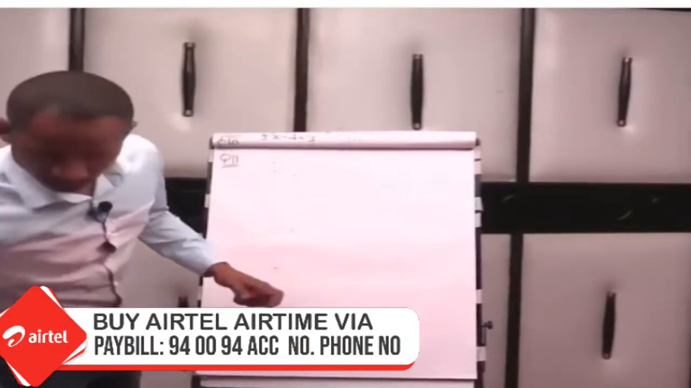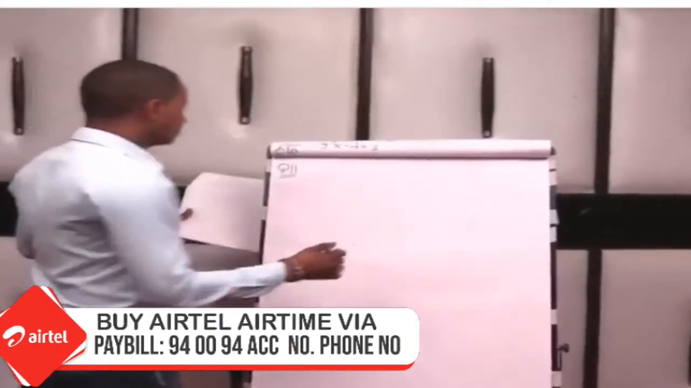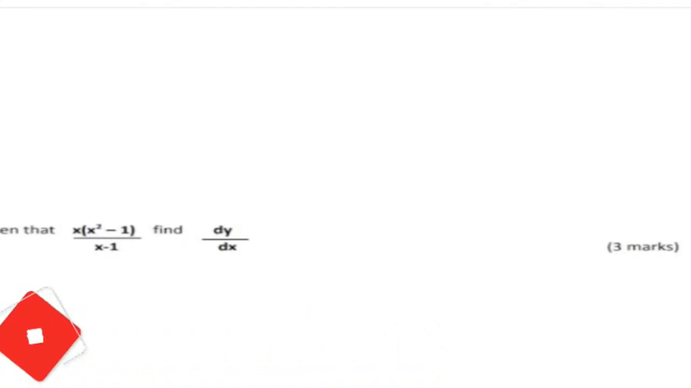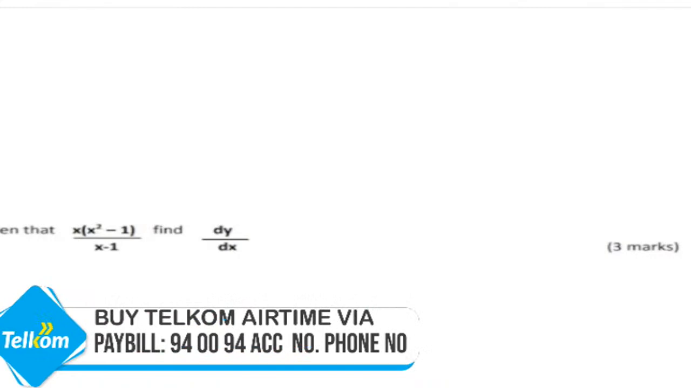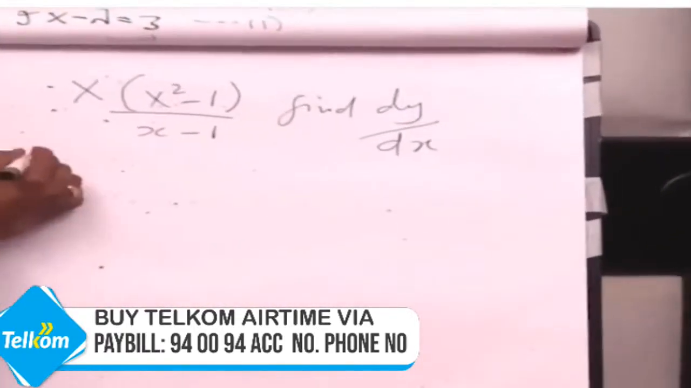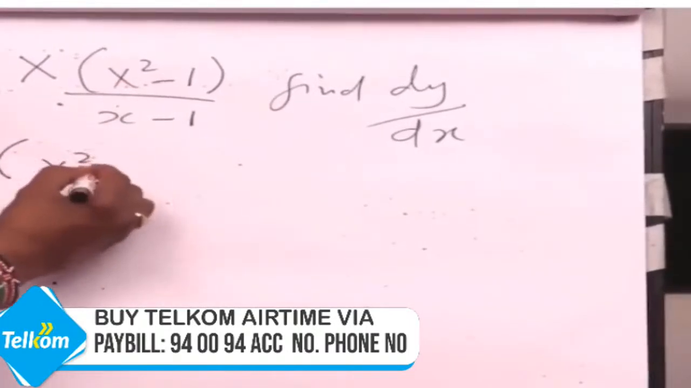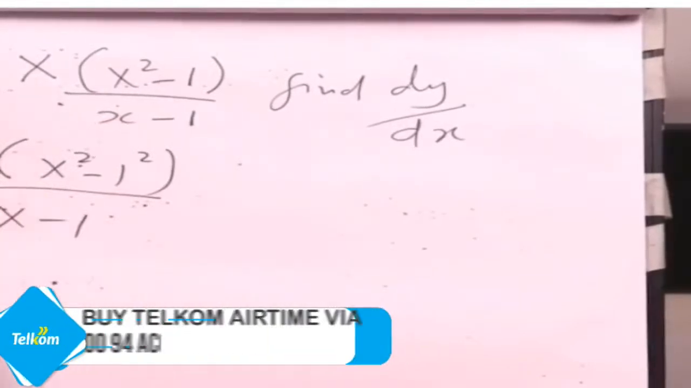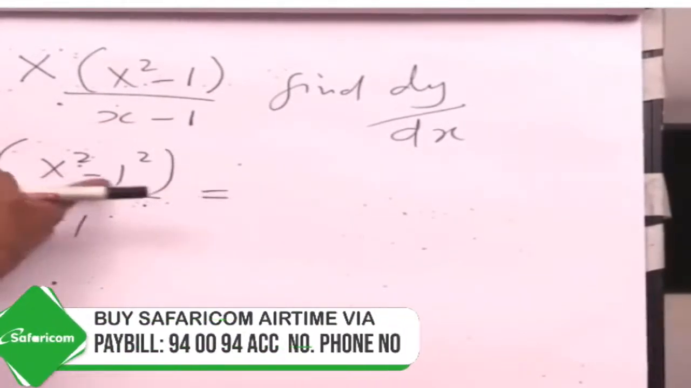Question 11. This is differentiation, calculus. x into x squared minus 1 over x minus 1. Find dy dx. This question was in one of the KCSE papers, just the way it is, and it is 3 marks. So what do we do? Expand this. When you expand this, you say x into x squared minus 1, something common here, over x minus 1. Here, this is a difference. Use the difference of 2 squares to expand this.